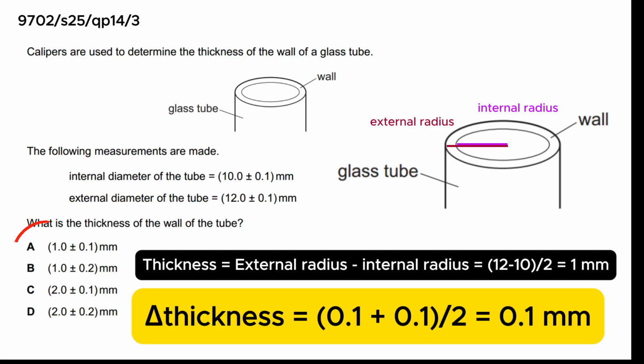The correct answer is A. If you chose B, you forgot to divide the uncertainty by 2. If you chose D, you forgot to divide at all. Stick to the rule, and you're safe.